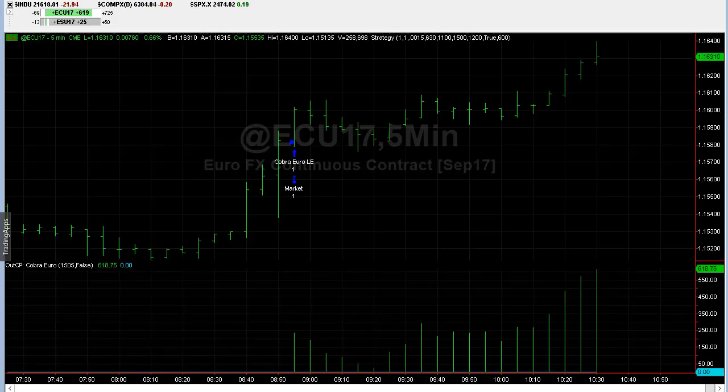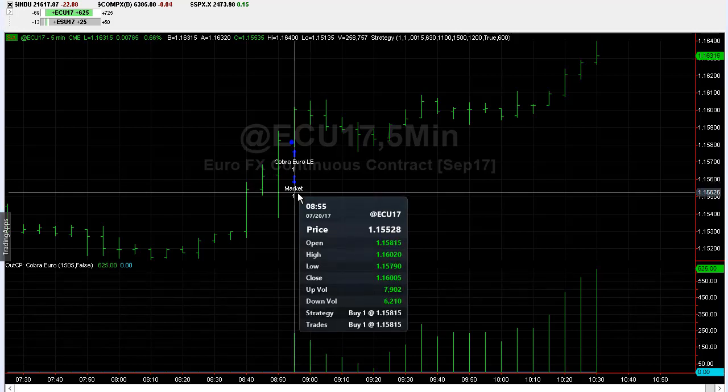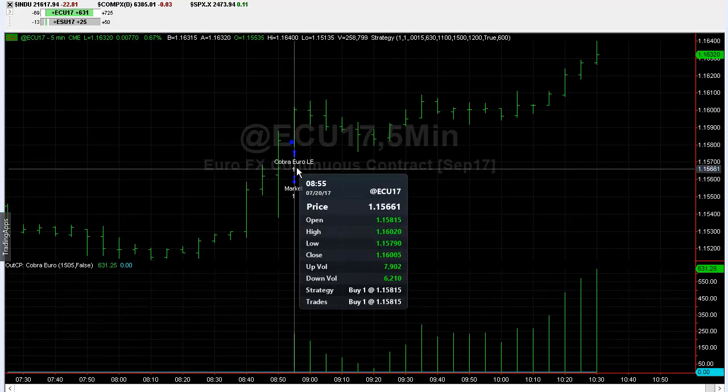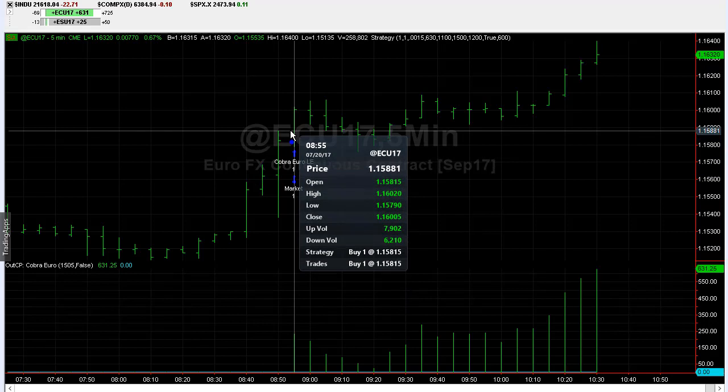One of the questions I get a lot is about the difference between these two signals here. It looks like there's two trades. This is Cobra Euro, one of the strategies in the 100K portfolio. You see this long signal today. You click on it in TradeStation, and you see strategy, buy one at 115.815.